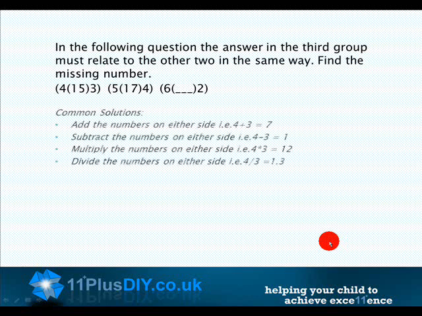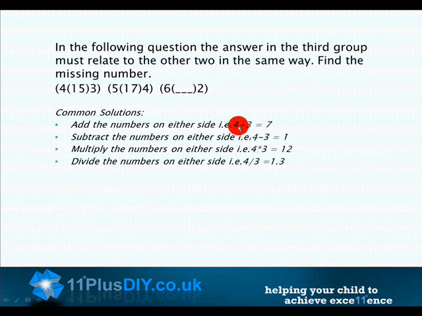We could try our common solutions. Add the numbers on either side. 4 plus 3 equals 7. Clearly that does not work. Subtract the numbers. 4 minus 3 equals 1, or 3 minus 4. 4 times 3 equals 12. 4 divided by 3 is 1.3. None of these equal 15.